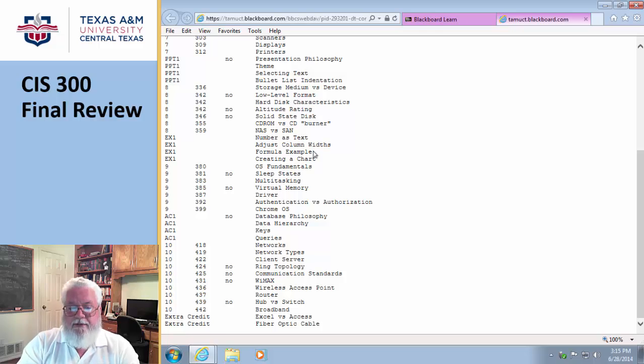I go into one particular example of Chrome OS. So I'm going to give you a scenario and ask you, is this an appropriate use for Chrome OS, or here's Chrome OS and is this appropriate?